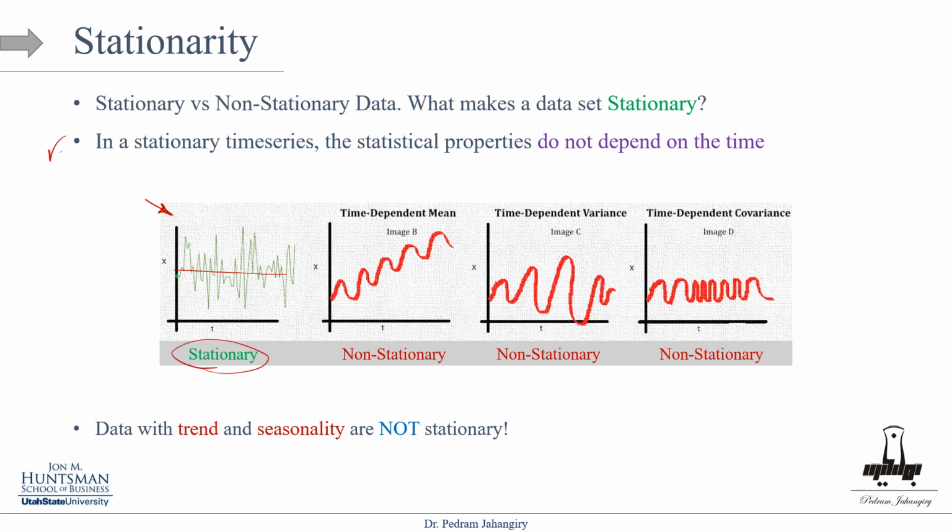We also discussed the notion of weak stationary versus strong stationary, but here let's keep things simple. For example, if there's a trend in the data, obviously this is not going to be stationary because the average is going to be increasing. This is not stationary because the variance is increasing or decreasing. You see the variance is increasing and it's decreasing, right? And this one is not stationary because the covariance depends on time. So in general, we said that if there's a trend and seasonality in the data, that's a clear sign that your dataset is not stationary.